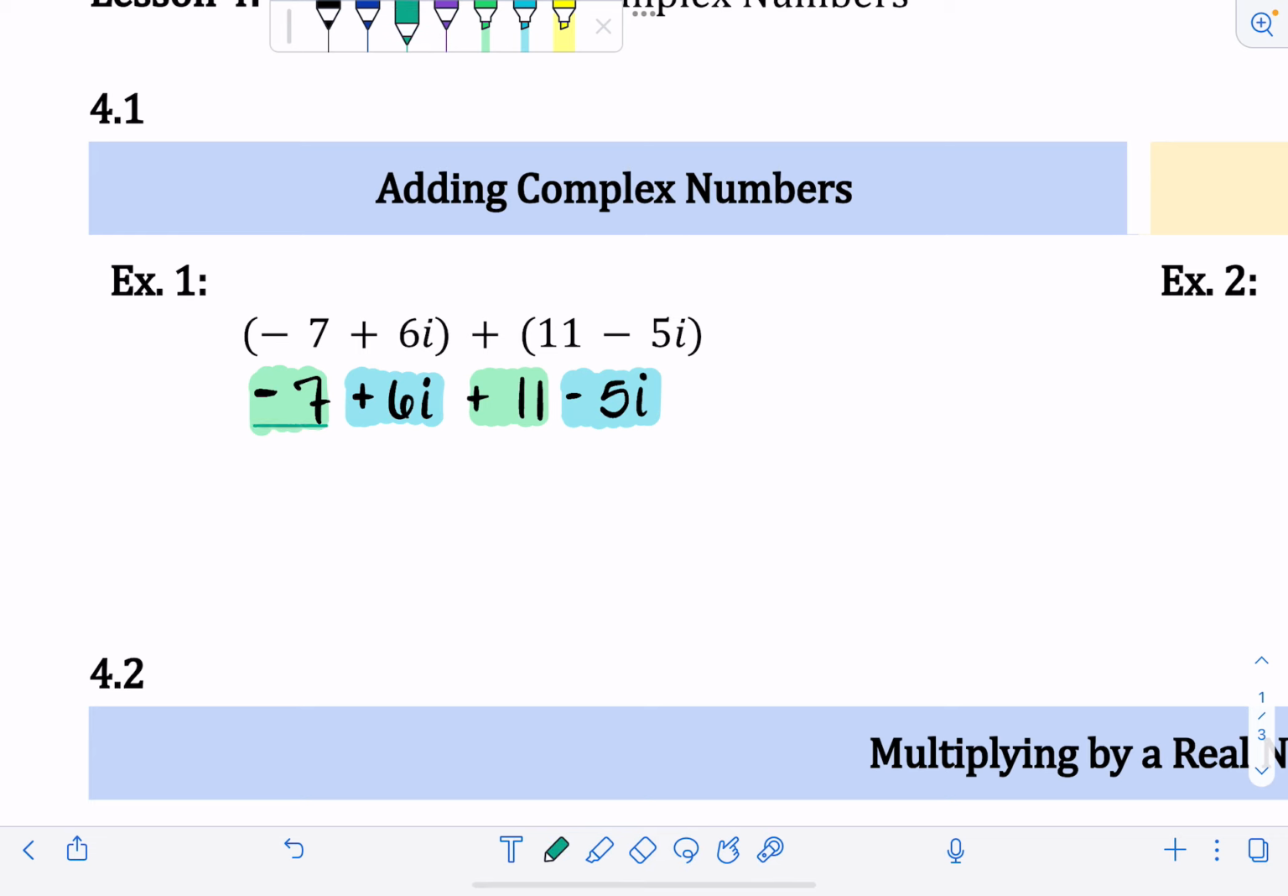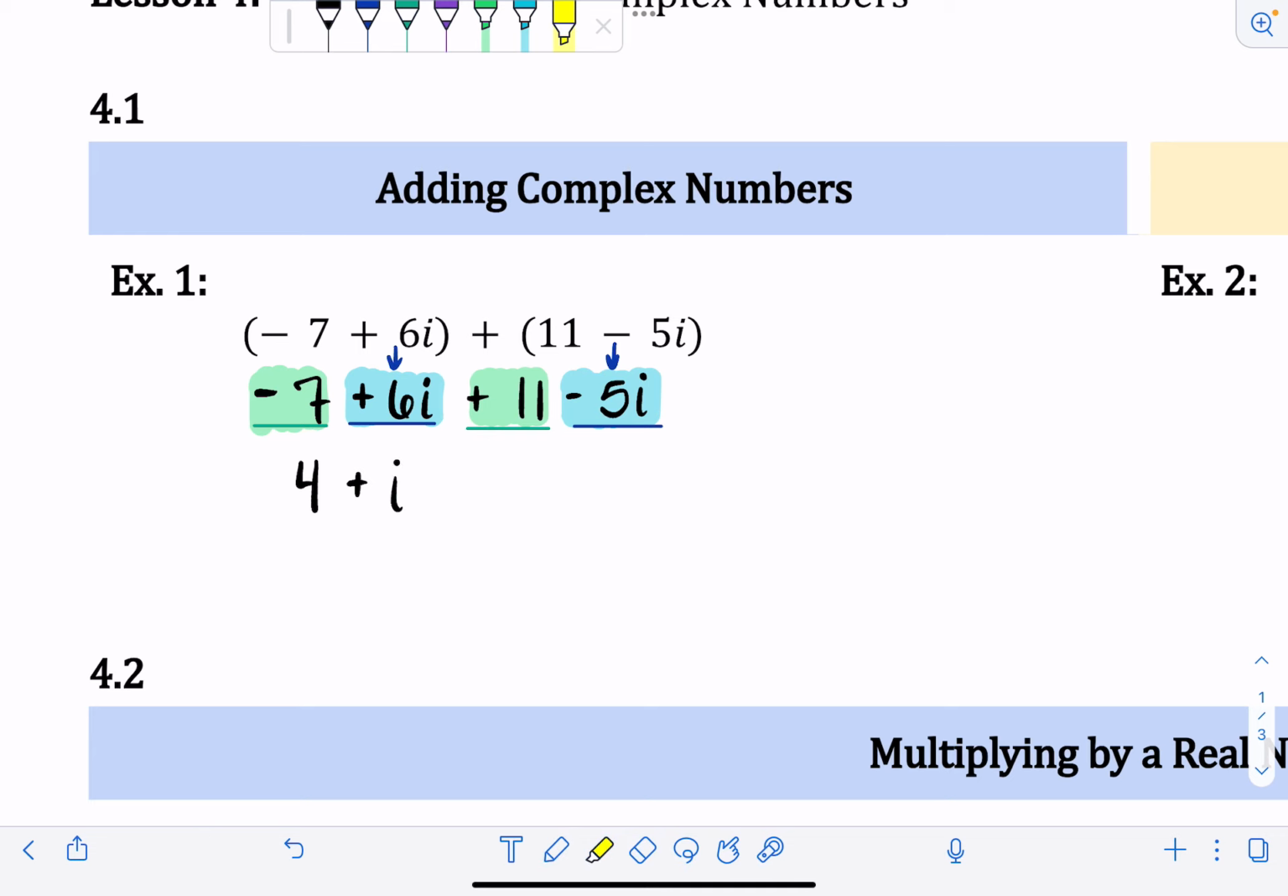Now I'm going to combine my real parts. That's negative 7 and 11. Negative 7 plus 11 is 4. Now I can combine my imaginary parts, 6i and negative 5i. I'm just going to combine them by adding the coefficients, which are the numbers in front of the i's. So 6 plus negative 5 is a positive 1, and the i stays the same. This is like when you have a 1x, you don't need to write the 1 in front. We can just write it as i.